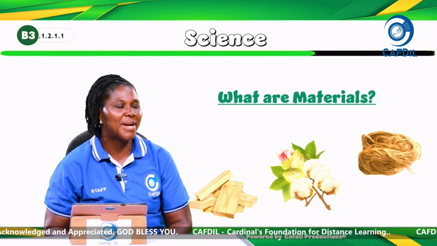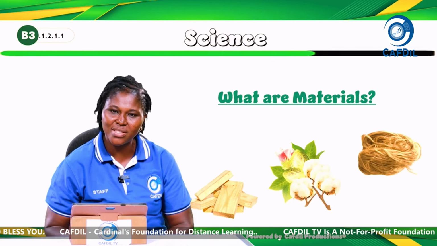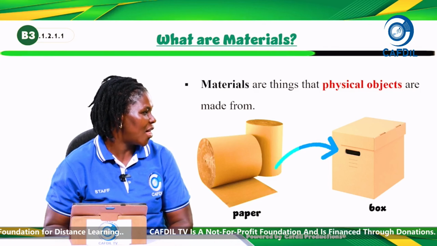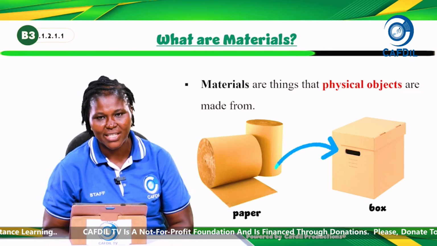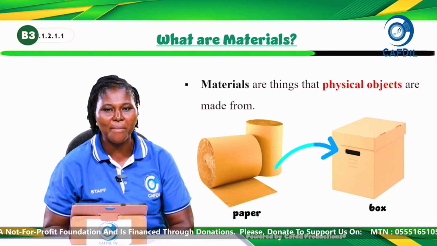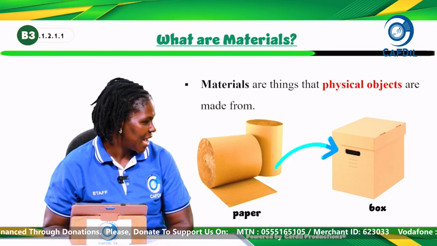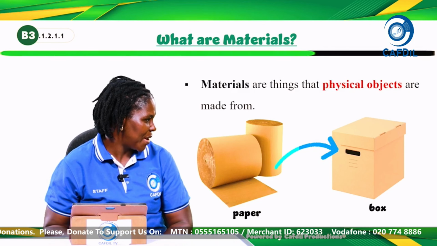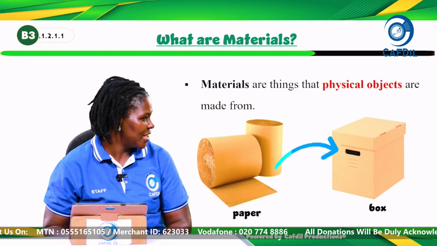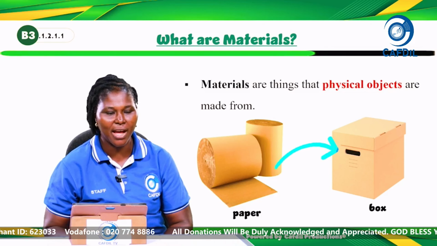So what are materials? Materials are things that physical objects are made from. When we say physical objects, we mean the things that we see with our eyes. So we have paper and box. At the end of the lesson, you will know what we are talking about, the paper and the box.